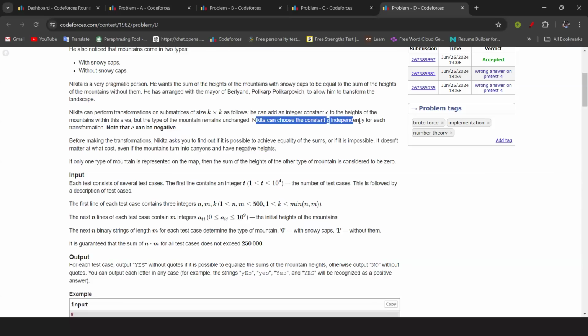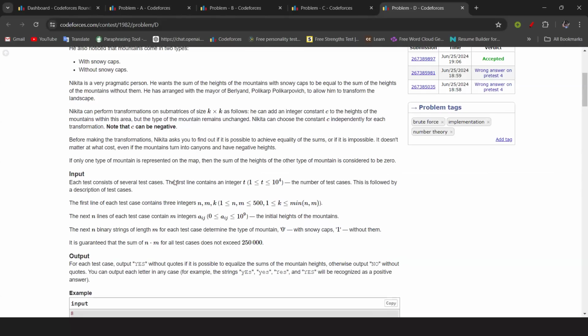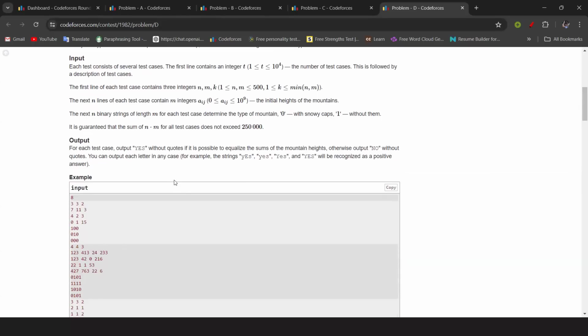Nikita can choose the constant c independently, and c can be negative also, so you can reduce also, increase also. It doesn't matter at what cost; you can just increase it to anything. Even if mountains have negative heights, you can have negative heights for the mountains to achieve this. So that's what is given.